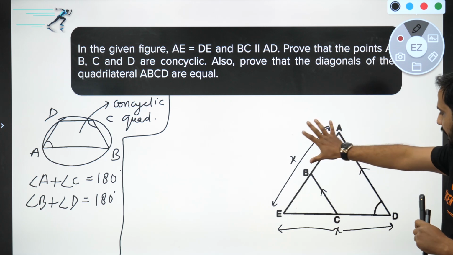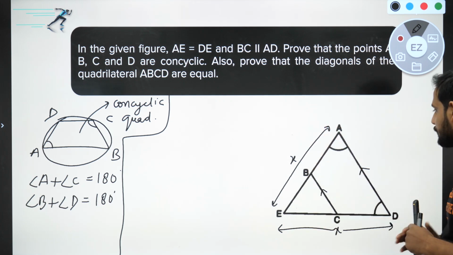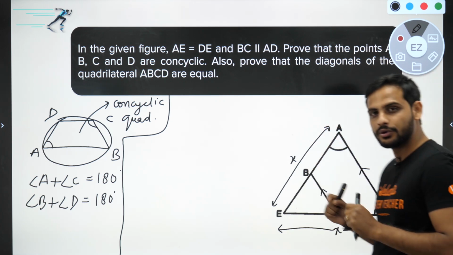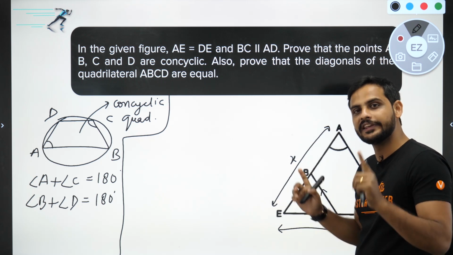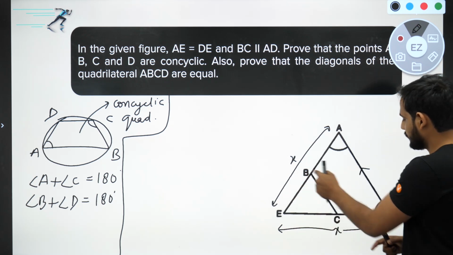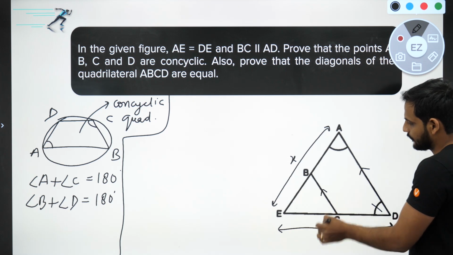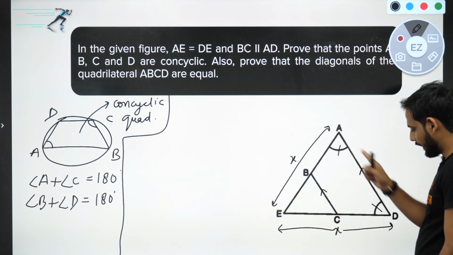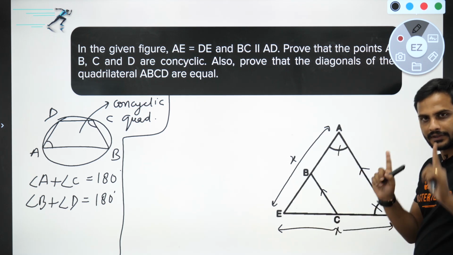You know that AE is equal to DE, and if these two are equal, the angles opposite to equal sides are also equal. So for this side the opposite angle is D, and for this side the opposite angle is A. So I can say angle A is equal to angle D, right?